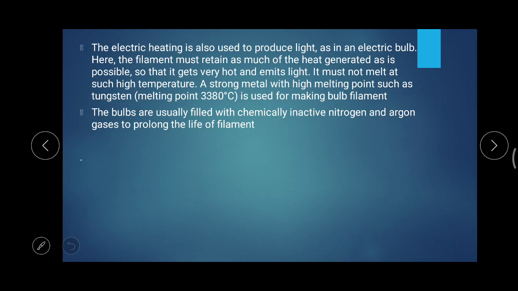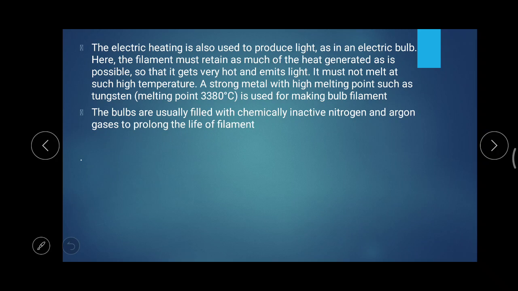So the melting point should be near about 3380 degrees Celsius or above. In the incandescent lamp we are using tungsten wires, and tungsten has a melting point of almost 3380 degrees Celsius. That's why we are using tungsten wires for making bulb filaments. The resistivity value is very high, and the melting point is also very high.